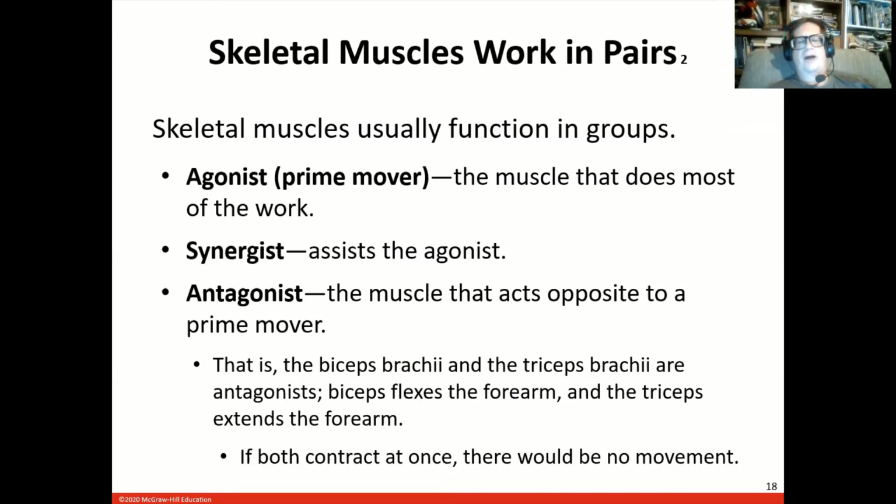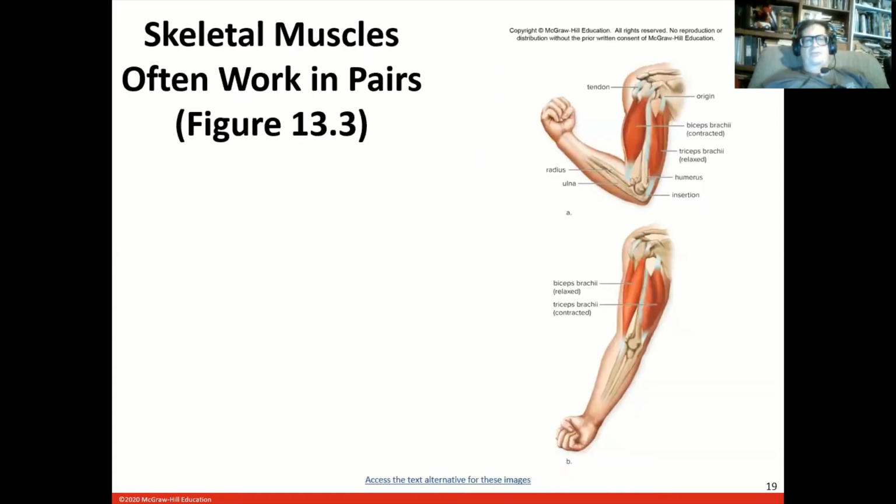Anyway, if you have an agonist, then you have the one that works opposite, the antagonist. So your biceps is going to do this. Your triceps gets shorter and thicker, and it pulls like that. So biceps, triceps. If both of them contract at once, there would be no movement. I'm going to give you an exception: if both contract at once and can do so with equal strength, there's no movement. So muscles work in pairs. The example they have there is the biceps and the triceps, and it's a good example.